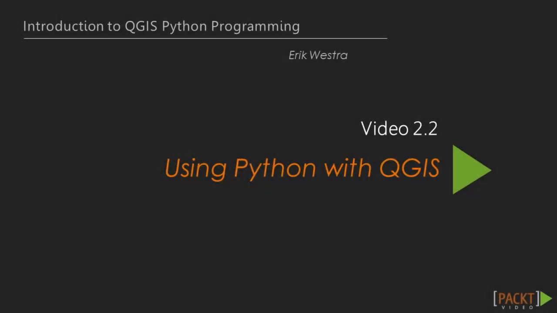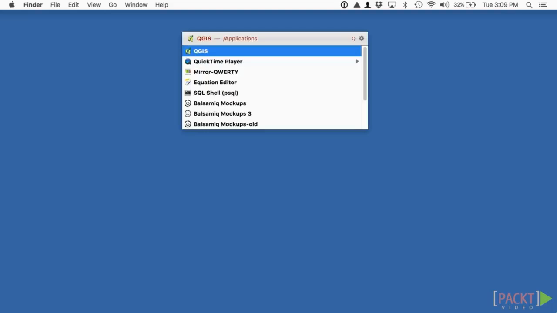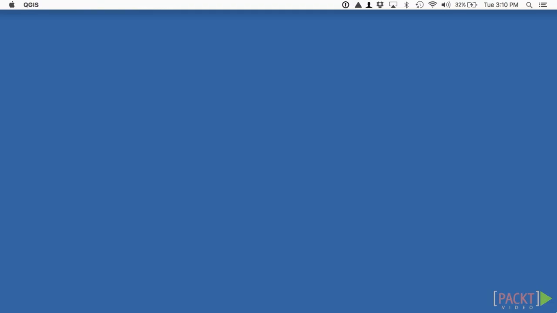In the previous video, we introduced the QGIS system and saw how you can use it as an application to display and work with spatial data. In this video, we will see how the Python programming language fits into QGIS. We'll learn about the QGIS Python console window, see how plugins can be used to extend QGIS's functionality, discover the rich and powerful API that QGIS provides for building your own geospatial applications, and see how this API can be accessed using Python. Let's start up the QGIS application.